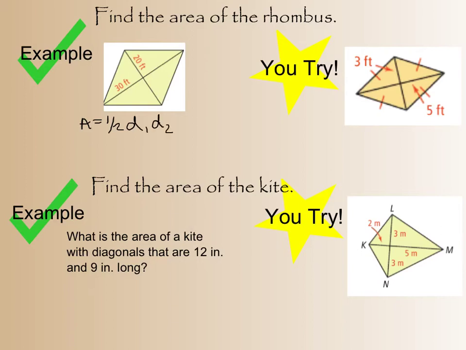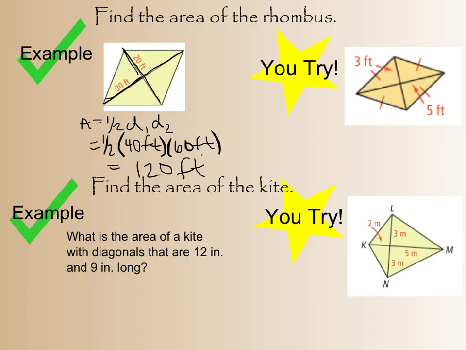Well, my first diagonal, if this piece is 20, the whole thing must then be 40. And my second diagonal, if this piece is 30, then the whole thing must be 60 feet. And if I multiply that together, I get 120. Oopsies. I wrote it as a fraction, don't know why. When I multiply all of that together, I get 120 square feet is my area.